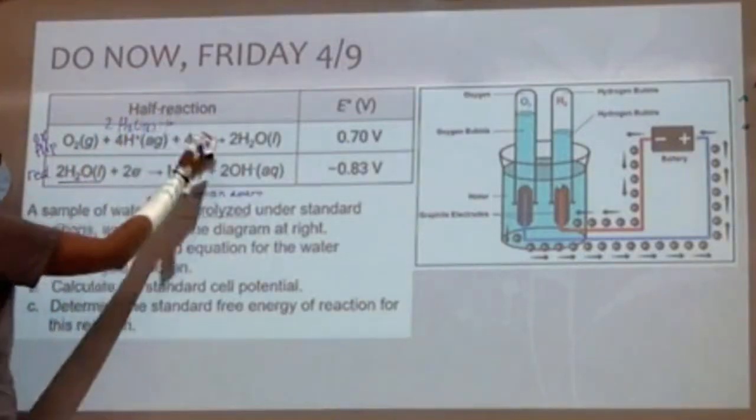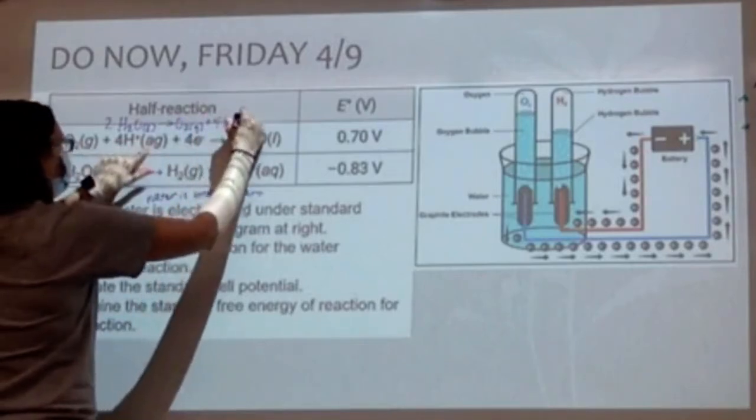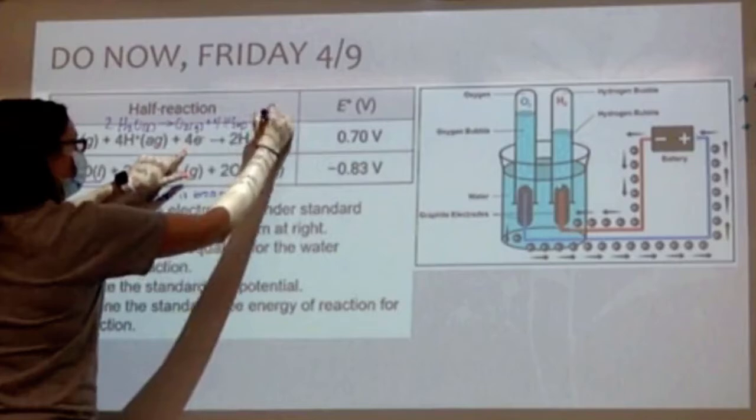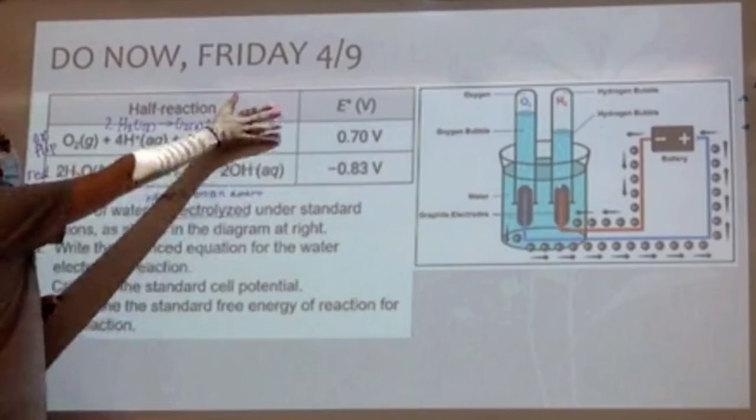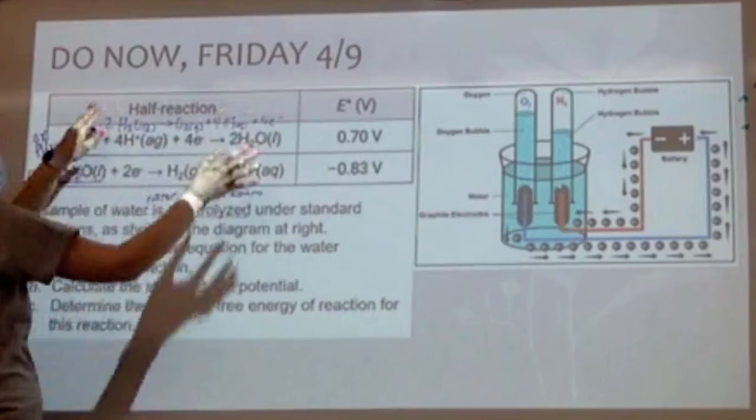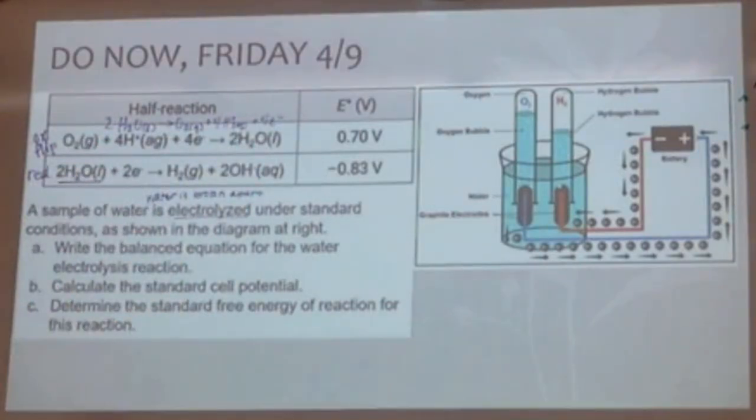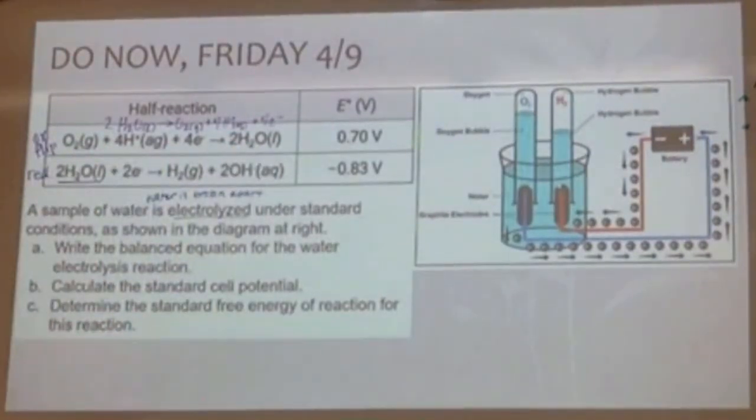2H2O liquid yields O2 gas plus 4H+, which is aqueous, plus 4 electrons. Now if you say, why do we have O2 and H+? Remember when we balance redox, initially it would have just been H2O yields O2. Then you balance the atoms: you balance O's with water, you balance H's with H+. That's how we get this entire balanced half reaction. So they actually did the balancing of the half reaction for us already.